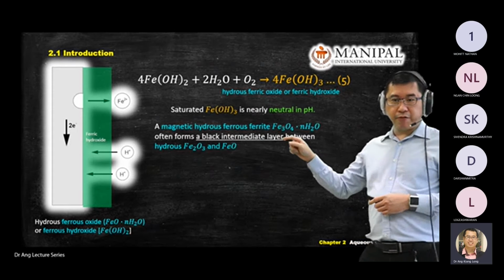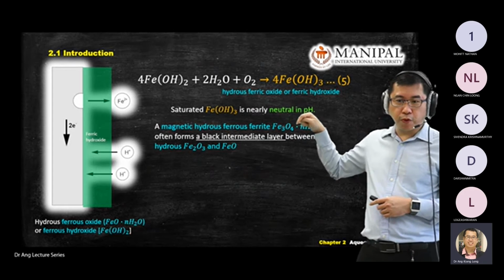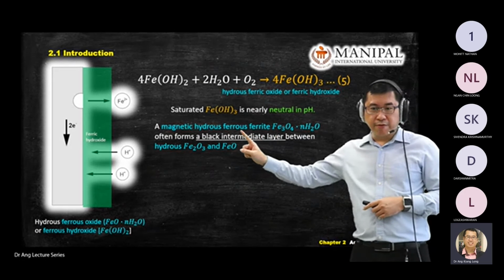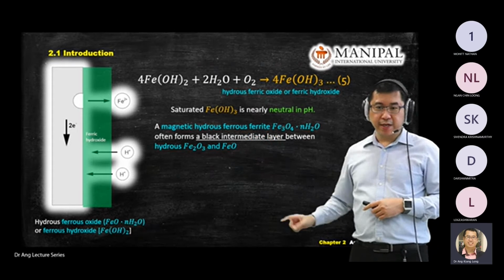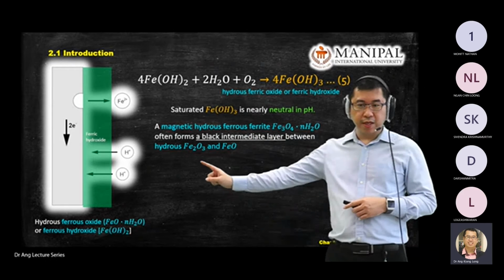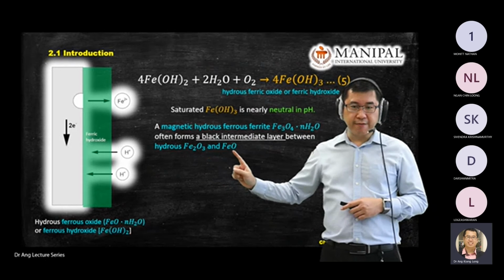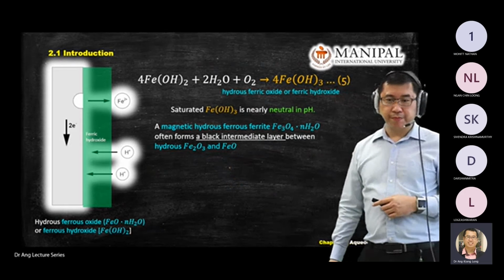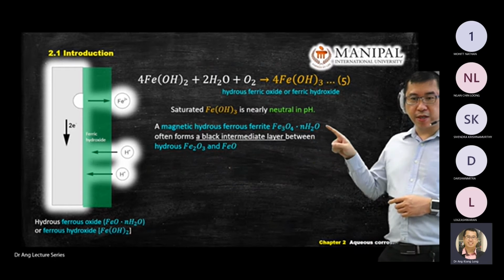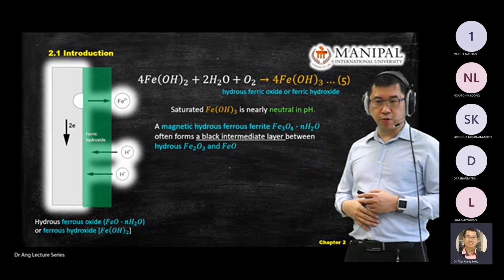What is the color of Fe3O4 times water? This one, we call it ferrous ferrite. This one is a black color that forms between Fe2O3 and FeO. Okay, so we're not going deep into how this forms, but the one that I show is a more major product that you will see in corrosion.